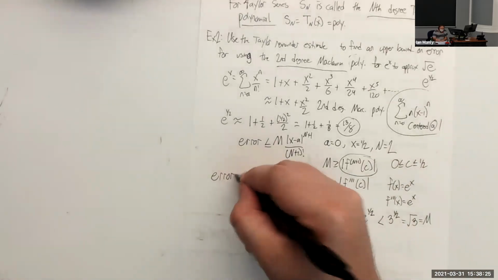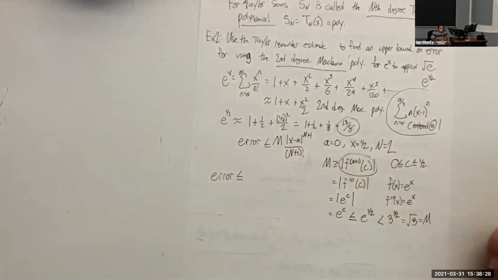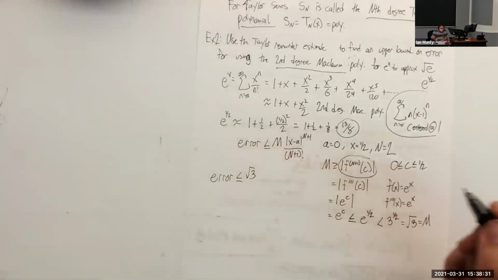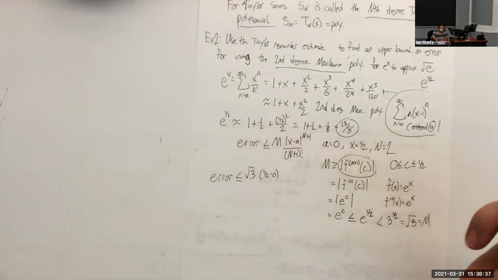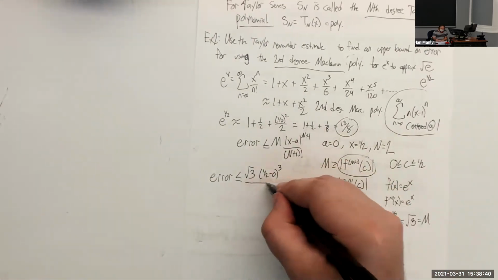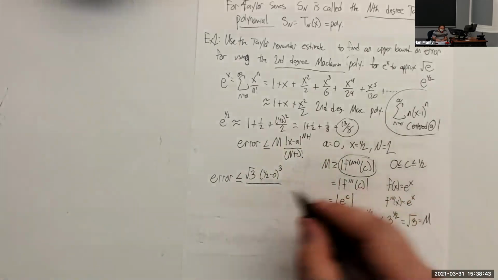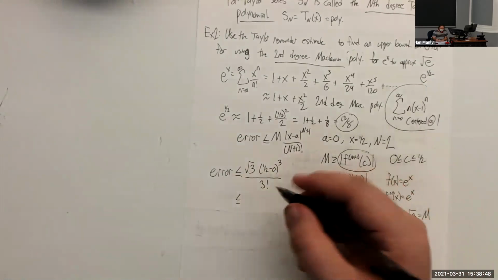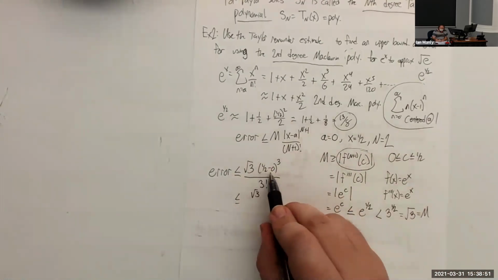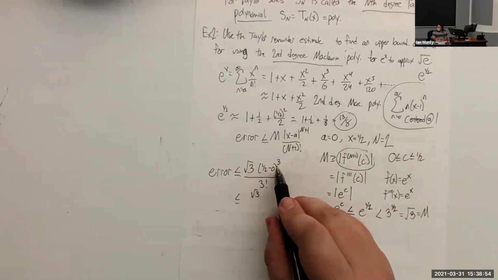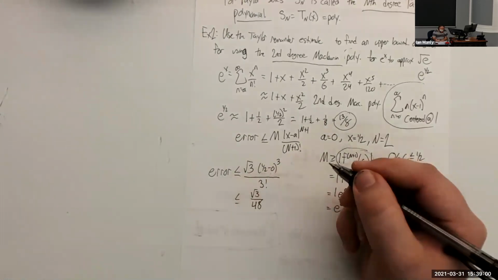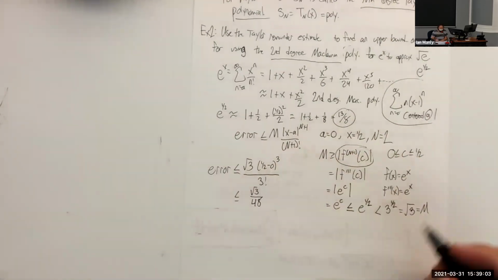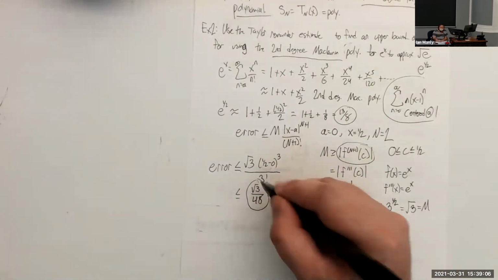All right, let's return to our error here. So this is going to be less than or equal to, and let's plug everything in. We have root 3 times x minus a, so 1/2 minus 0 to the m plus 1, so that's 3. And then we're going to divide by m plus 1 factorial, so that's 3 factorial. So our upper bound for the error on this is going to be root 3 times 1/2 cubed, which is 8, times 3 factorial. We have root 3 over 48 right here. All right, so our error is going to be less than or equal to this.